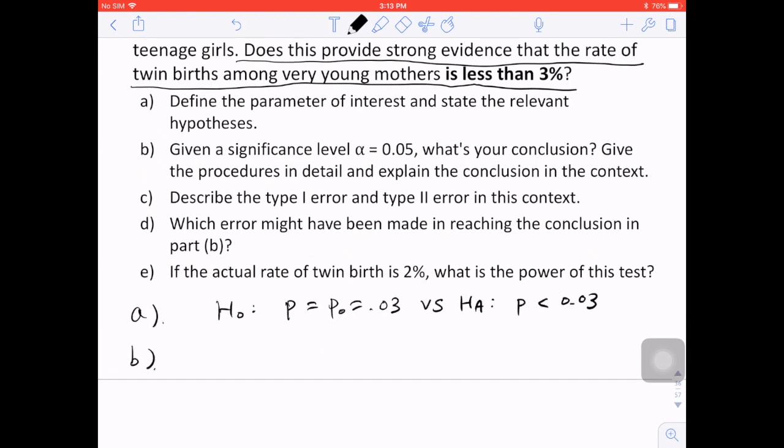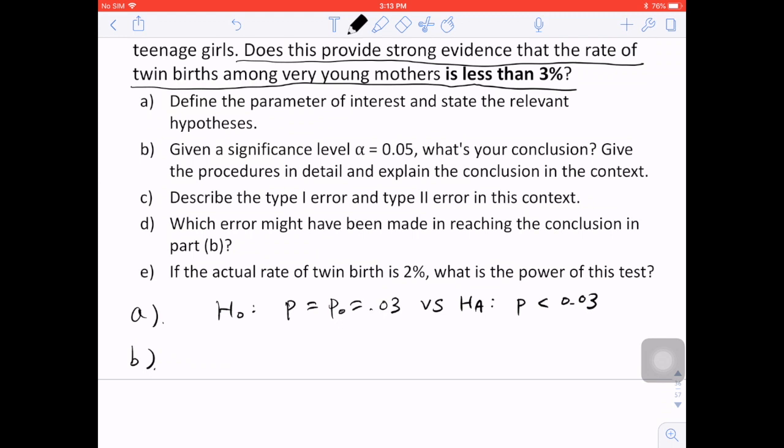Question B. Given a significance level alpha equal to 5%, what's your conclusion? Give the procedures in detail and explain the conclusion in the context. Remember, a general procedure for hypothesis testing: in the first step, set up your appropriate hypothesis, which has been done in question A. In the second step, you need to figure out your test statistic.